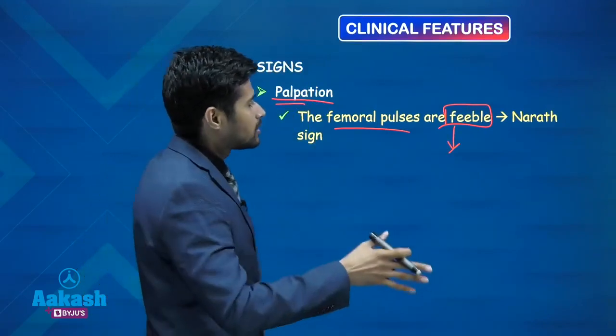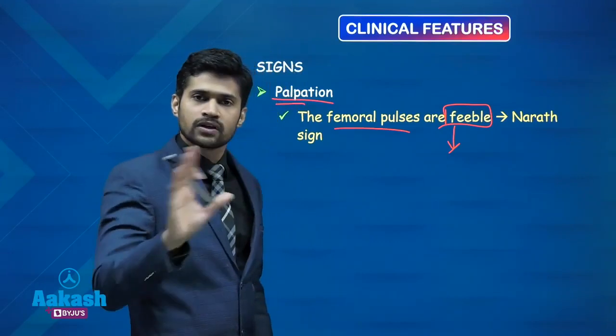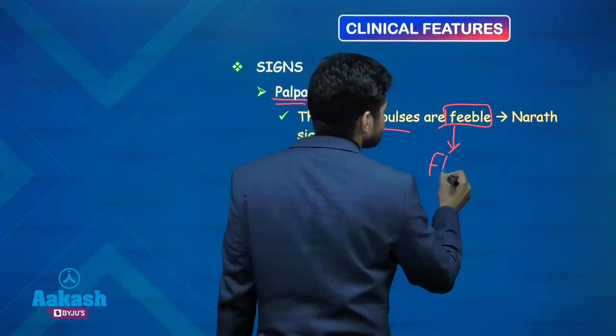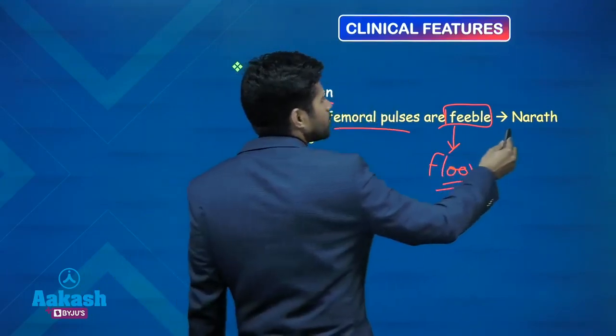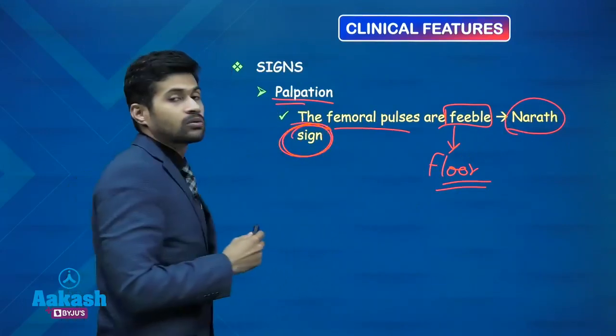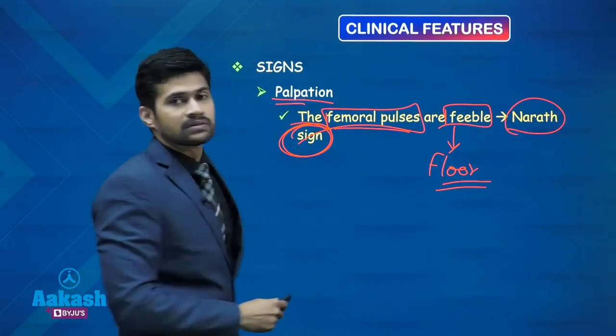But actually it is not a weak femoral artery. Artery is same, there is nothing wrong with the artery. It is just that the floor has disappeared. The floor has migrated proximally, and this is known as vascular sign of Narath. Vascular sign of Narath, that is a femoral pulse which becomes feeble.